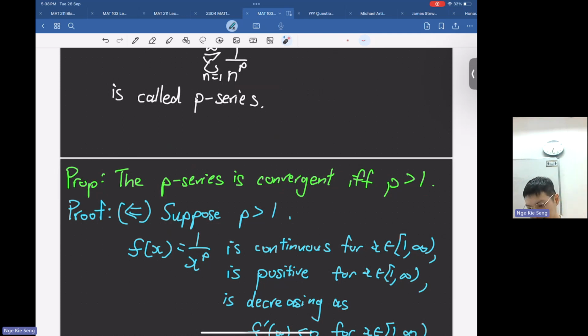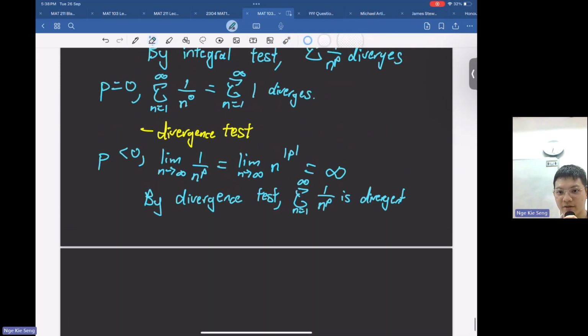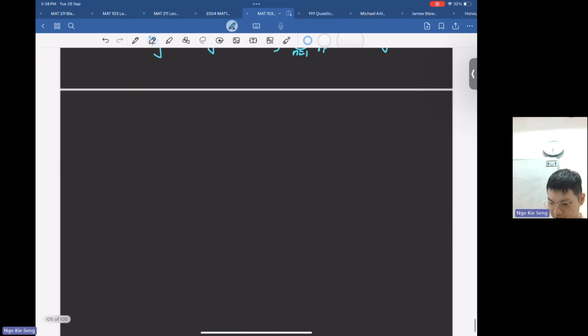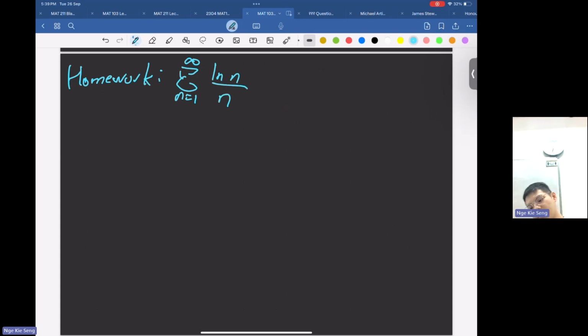So let's go to another test. Actually, there's another example on the integral test. Maybe I leave this as homework. Homework on this ln n over n. This example is quite interesting. You should try this example because it doesn't decrease starting from 1. It starts decreasing somewhere else, but it still works. Why? Try first.